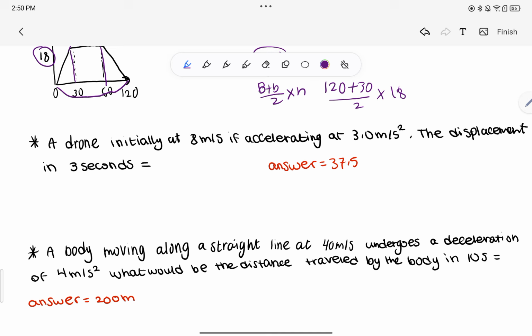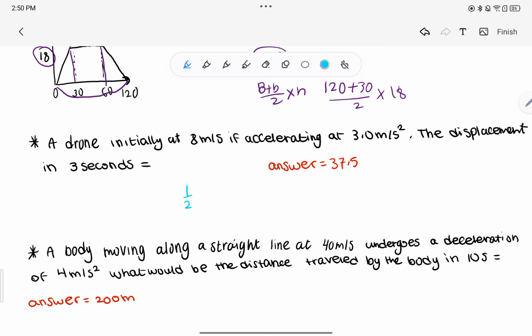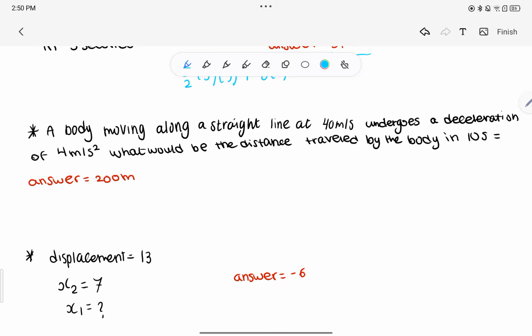Now, a drone initially at 8 meters per second, accelerating at 3 meters per second squared, the displacement in 3 seconds is. So of course, we're going to use this formula: 1 over 2, a is 3, t squared plus 8 and then t. I think you will get 37.5. Let me just make sure. Yeah.